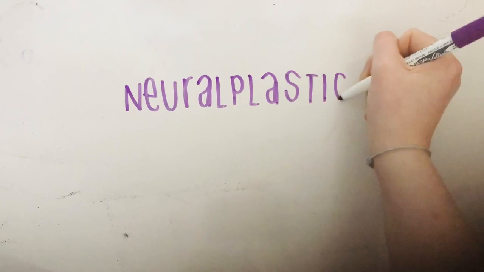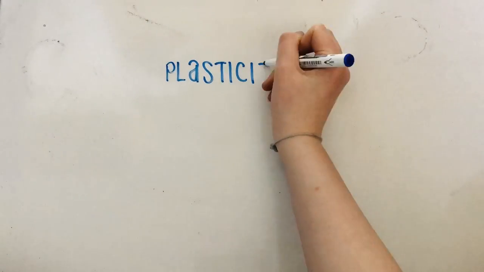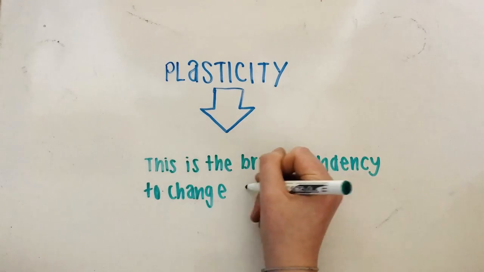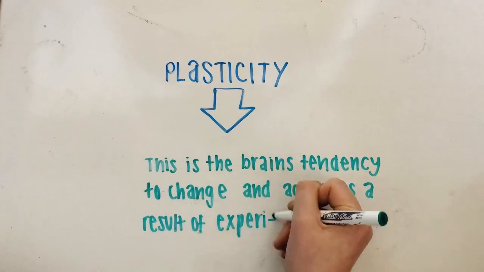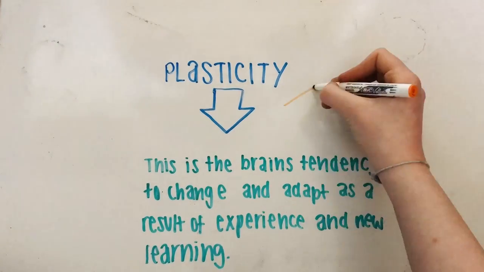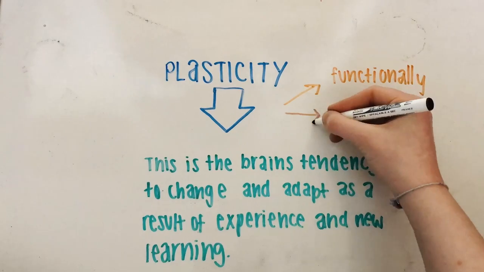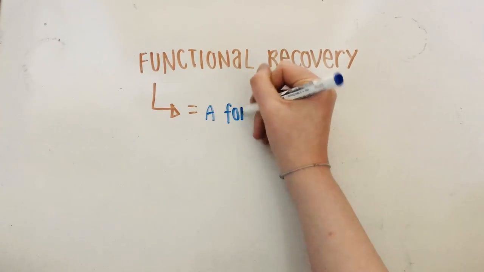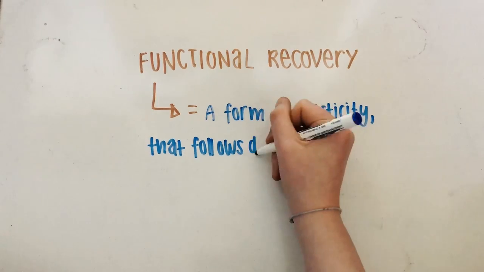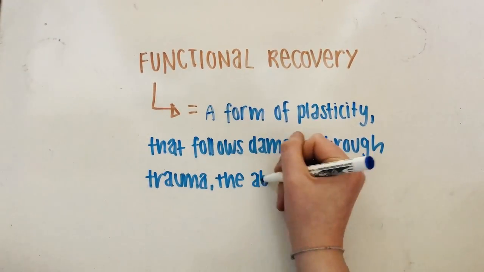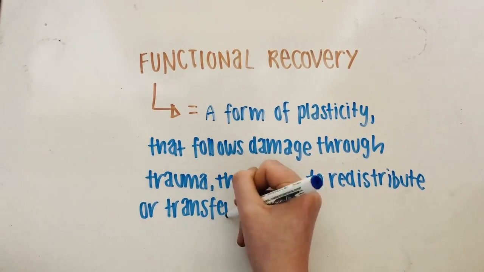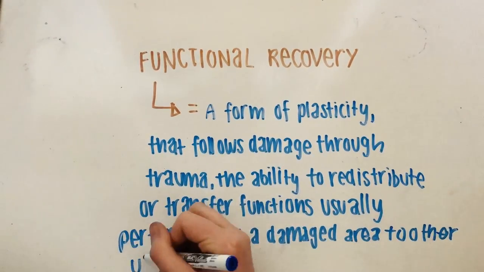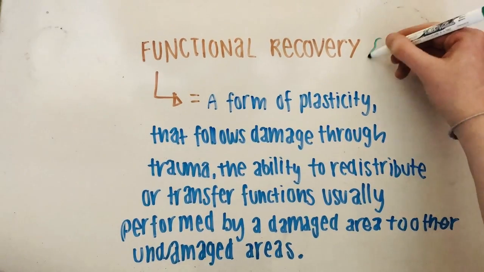Now, what is neuroplasticity? Neuroplasticity is the ability of the brain to form and reorganize synaptic connections, especially in response to learning or injury. This can occur in two ways, functionally or physically. Functional recovery is a form of plasticity in which, following physical injury or other forms of trauma, unaffected areas of the brain can adapt to compensate for those that are damaged. So the tasks that the damaged area would do are now being done by other undamaged areas.